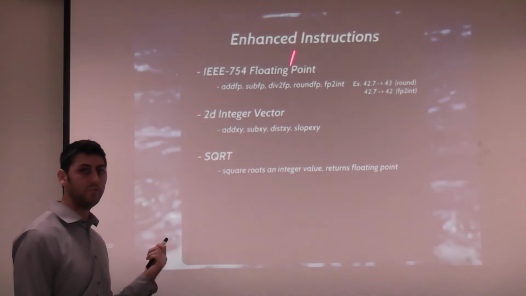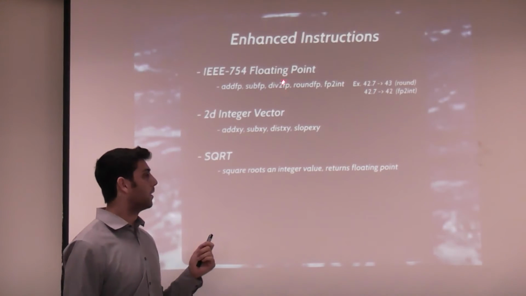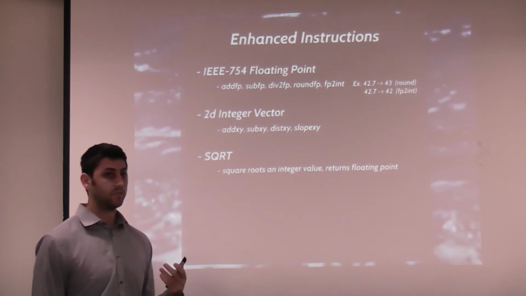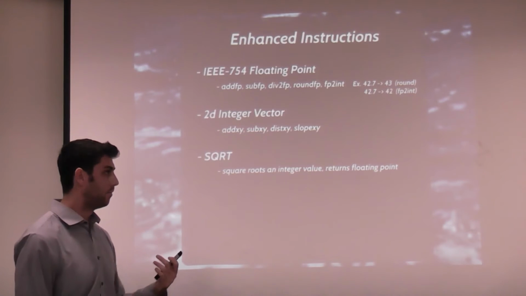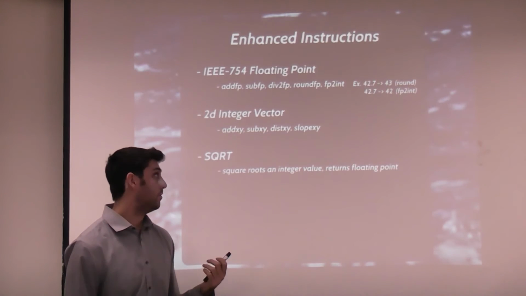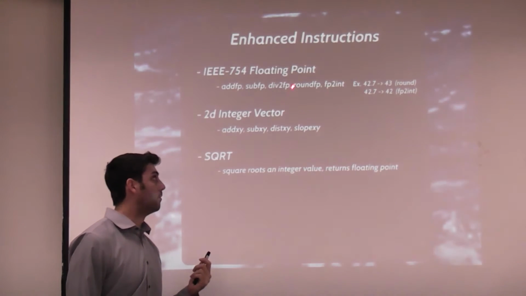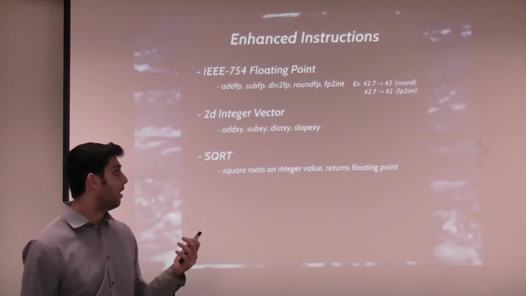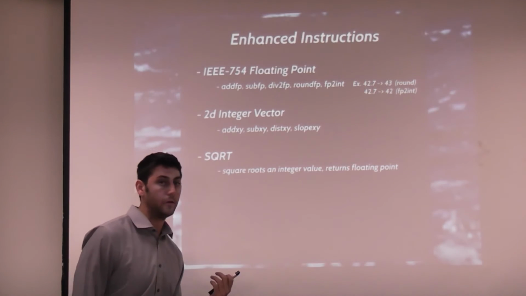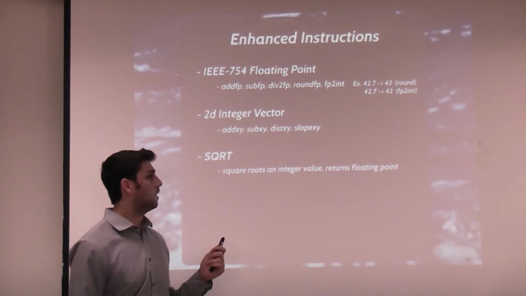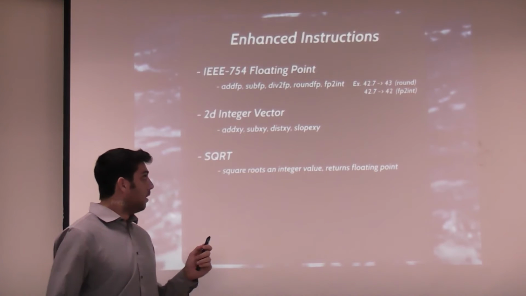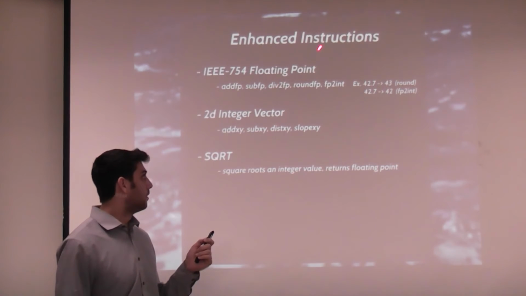We have a division 2 floating point operation. So the regular MIPS division will store the results as a 32-bit number, and the remainder is a separate 32-bit number. So what division 2 floating point will do is it will divide 2 integers, but it will produce a 32-bit floating point result instead of having a whole number and a remainder value separate. We'll talk about that very shortly.